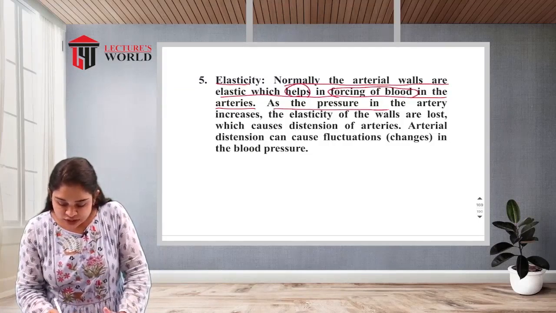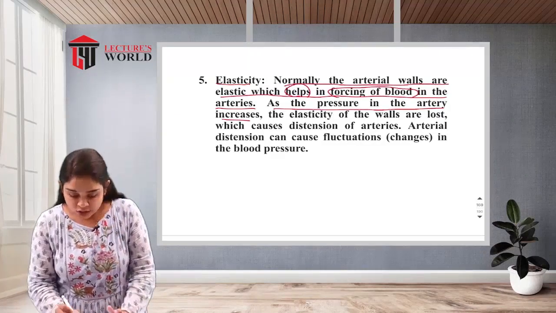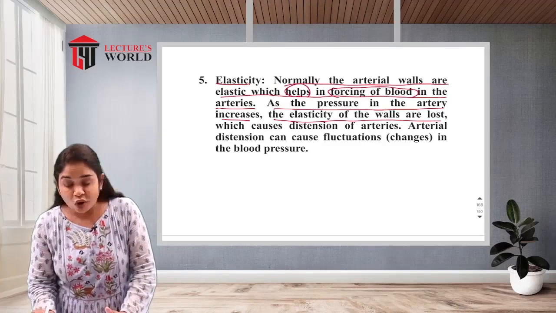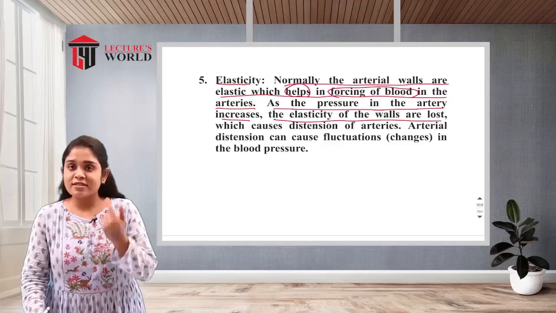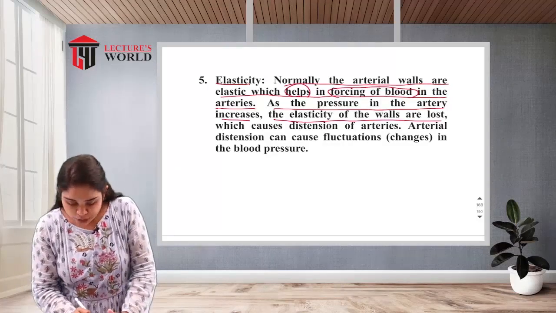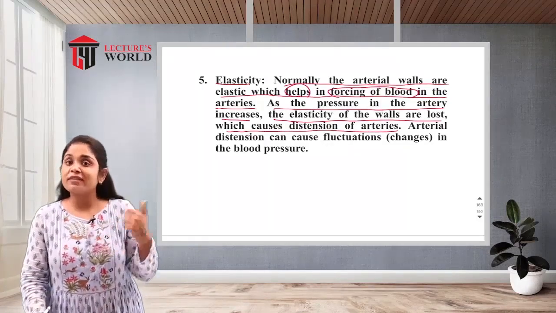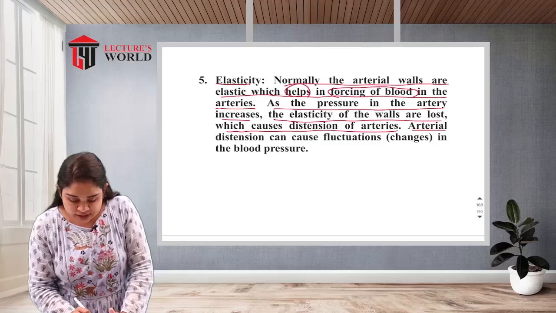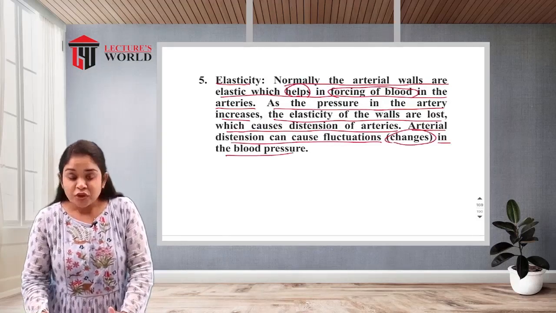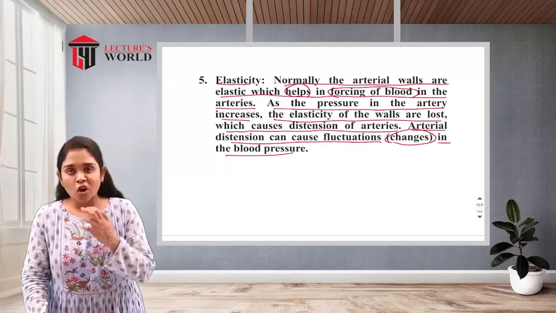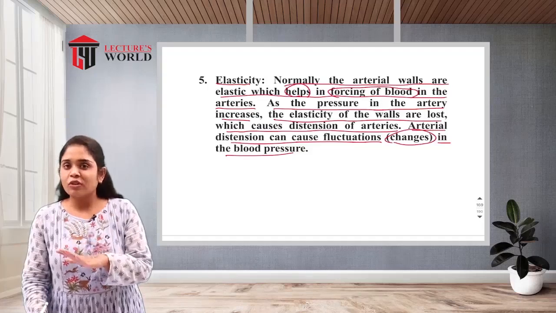As the pressure in the artery increases, the elasticity of the wall is lost. So if more pressure is coming, the elasticity will be lost, which causes distension of the arteries. So the arteries are going to get distended. Arterial distension can cause fluctuation, that is changes in the blood pressure. So if elasticity is lost, the reading of the blood pressure will also fluctuate.